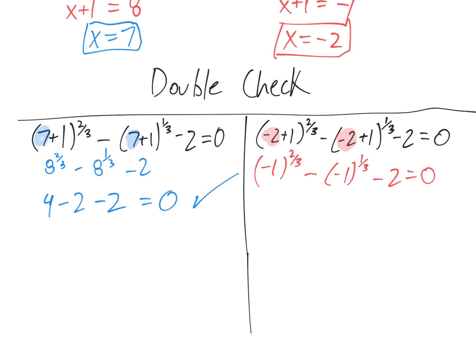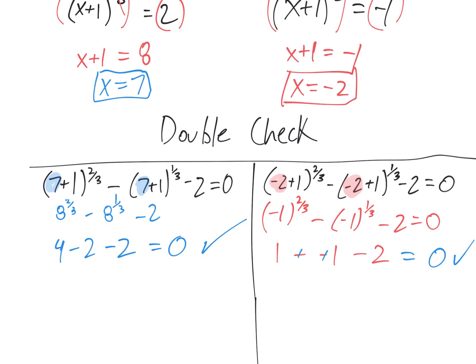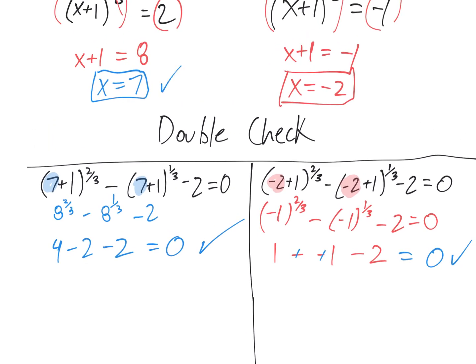Okay, and so what we're going to end up with here is +1, because the -1 gets squared, minus -1 minus 2. And these basically become a plus. And so I've got 1 plus 1 minus 2, which does in fact equal 0. So what we can see is that both of these answers, both 7 and -2, checked out in our double check, and those both work perfectly as solutions for this equation.